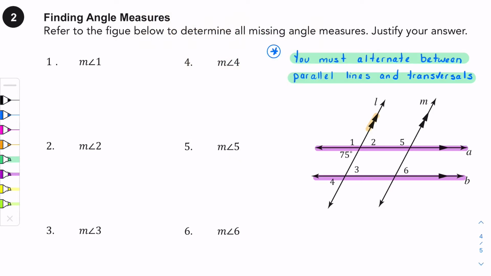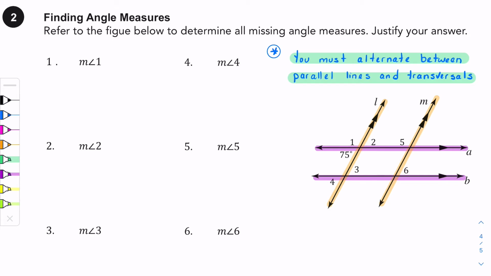I also see that lines L and M have two of the little arrows on each line. That indicates that line L is parallel to line M. You match the number of connectors, or match the number of arrows.